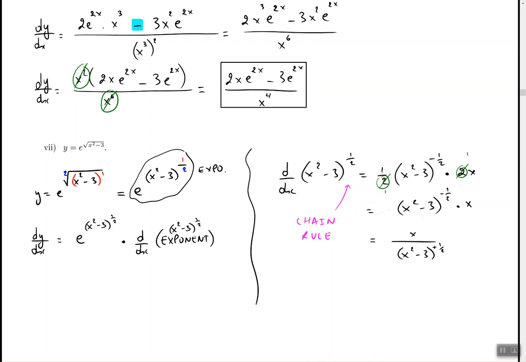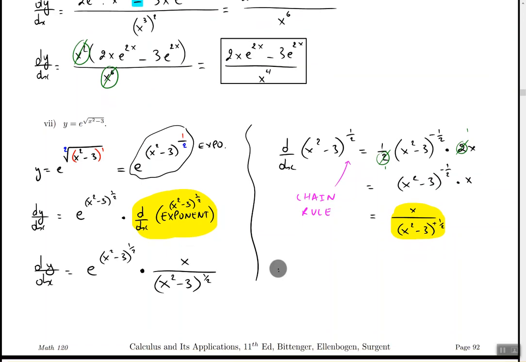Okay, so remember, that is the derivative of the exponent, and that whole quantity is supposed to go right here instead of the derivative of the exponent. So all this is going to be replaced with that answer. So here we go. The final answer to the problem, dy over dx, is going to be e to the x squared minus 3 with the exponent 1/2, multiplied by all the stuff that I got on my scratch paper, which is x over x squared minus 3 with the exponent 1/2.